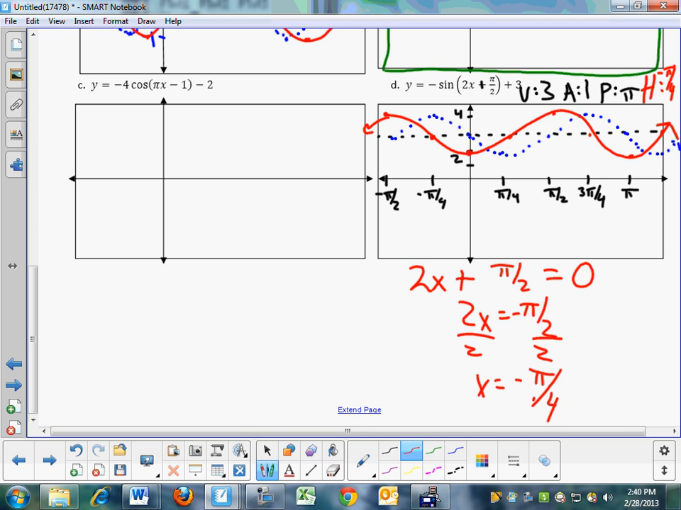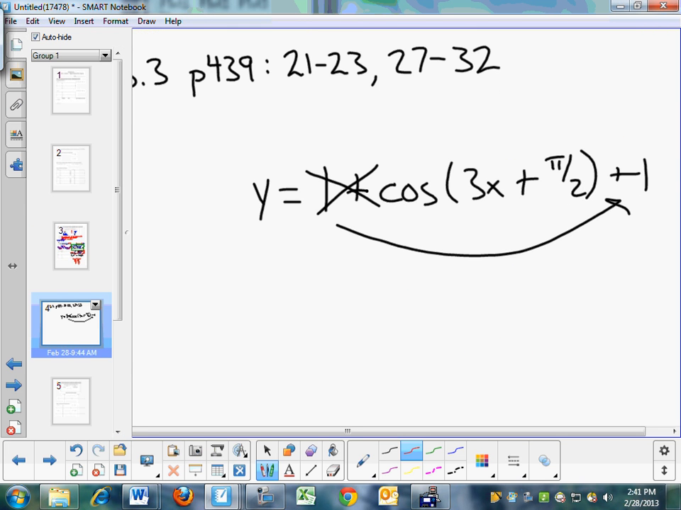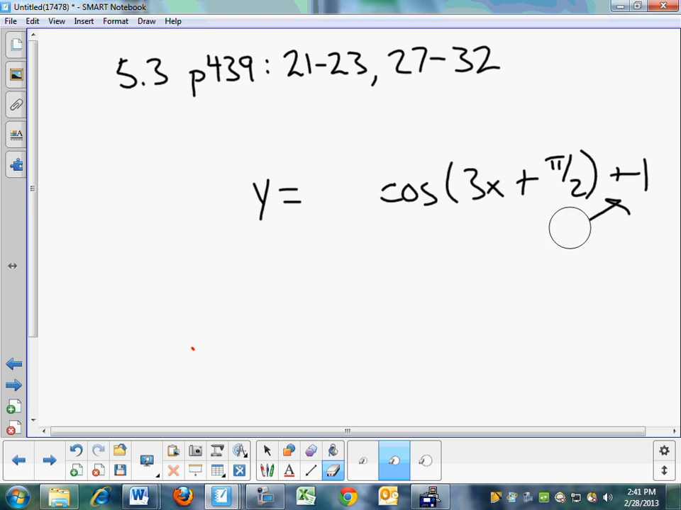You're not learning anything new tomorrow. We're going to continue graphing sine and cosine functions. Tomorrow will be a light day. Maybe a couple extra problems to work on. Give you some time in class to work. There you are. So your assignment is section 5.3, page 439, numbers 21 through 23, and 27 through 32.